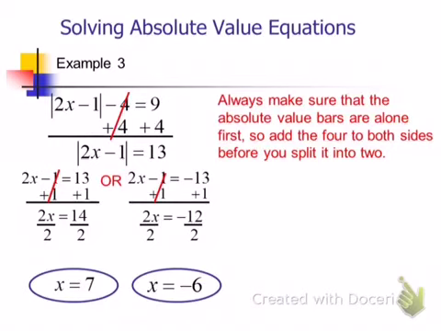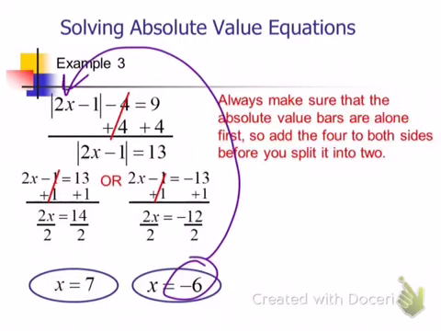And we could go back into our original equation and check that, right? 2 times 7 minus 1. 2 times 7 is 14. 14 minus 1 is 13. And 13 minus 4 is 9, right? Then we can check the other one. Negative 6 goes in here. 2 times negative 6 is negative 12. Negative 12 minus 1 is negative 13. The absolute value of negative 13 is 13. 13 minus 4 is 9. It's a quick check, so you should always do that.